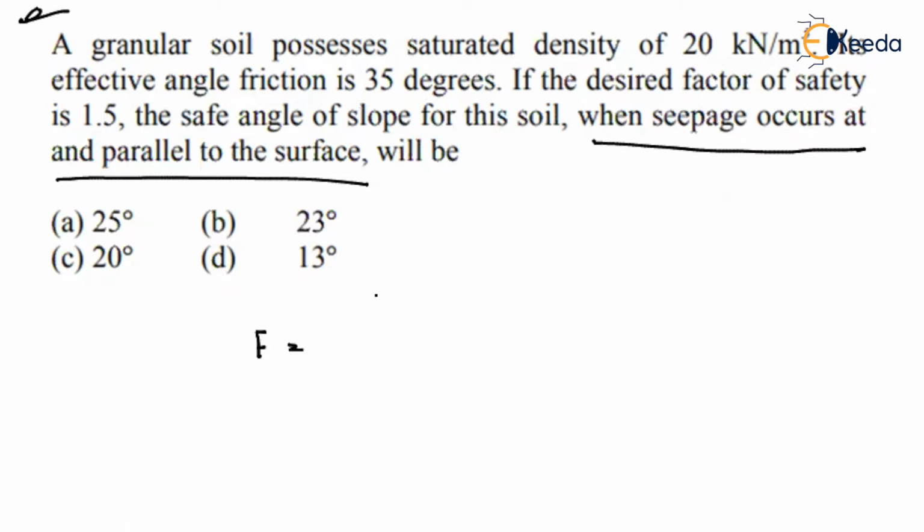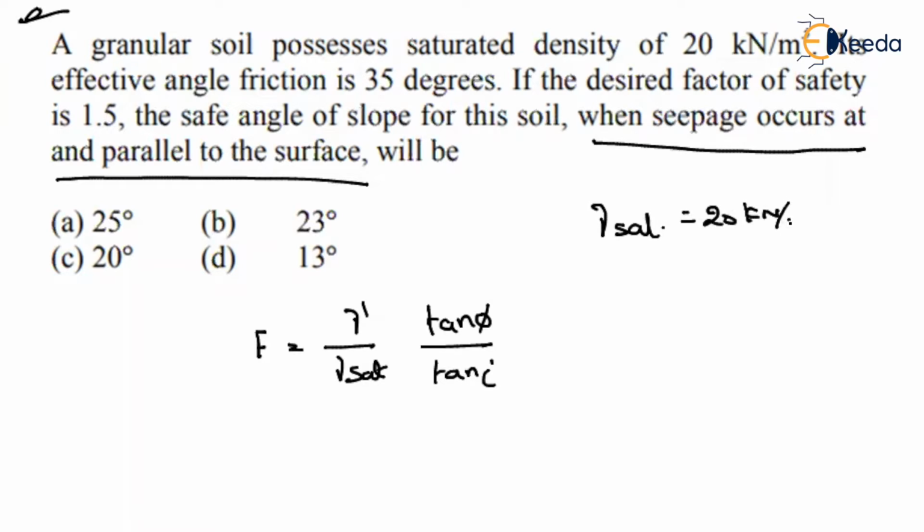What is the factor of safety? Gamma dash divided by gamma saturation into tan phi divided by tan i. What is the gamma saturation? Saturated density is 20 kN/m³. Then what about the gamma dash? That will be equal to gamma sat minus gamma w, as 9.81. Then if you solve this, you will get 10.19 kN/m³.